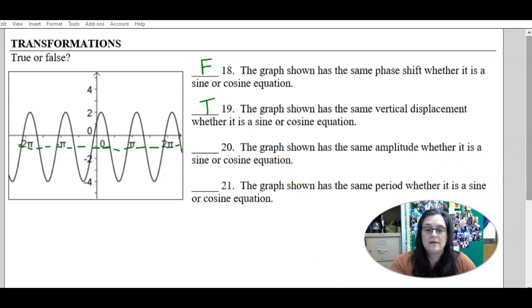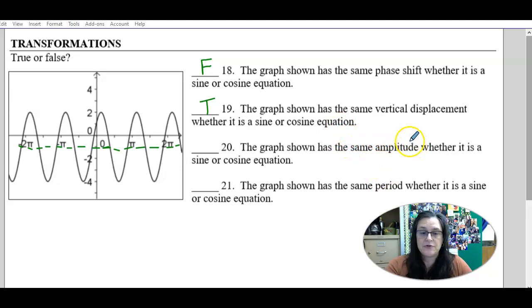Okay, number 20, the graph shown has the same amplitude, whether it's a sine or cosine equation. The amplitude is the distance from that midline, the k, up to the maximum y value. So for this graph, that's going to be 1, 2, 3 units. So we have an amplitude of 3. That amplitude is the same whether this is a sine or a cosine graph because they have the same shape. So number 20 is true.